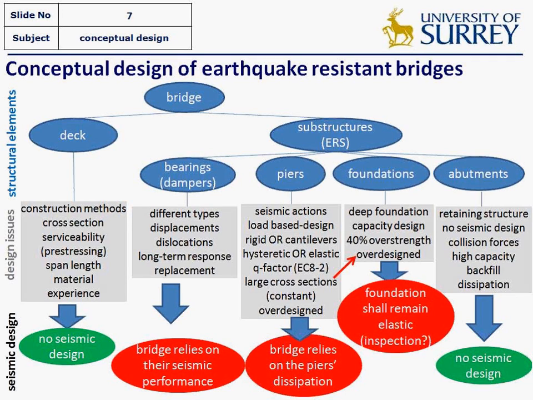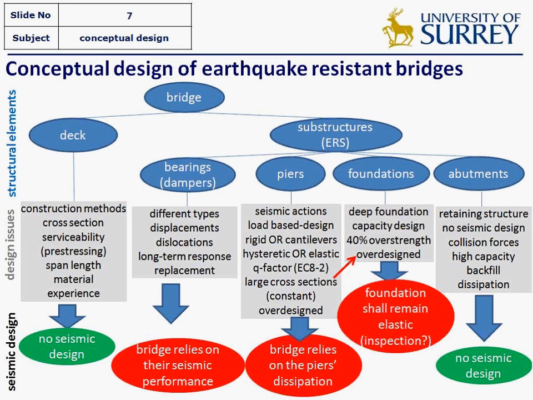At the time, we have many, many different types of bearings. There are many companies producing bearings, and in most cases, applications and industrial innovation went further than codes and theory. So we have to decide, when we design bridges, the right bearings and the correct use of isolation.